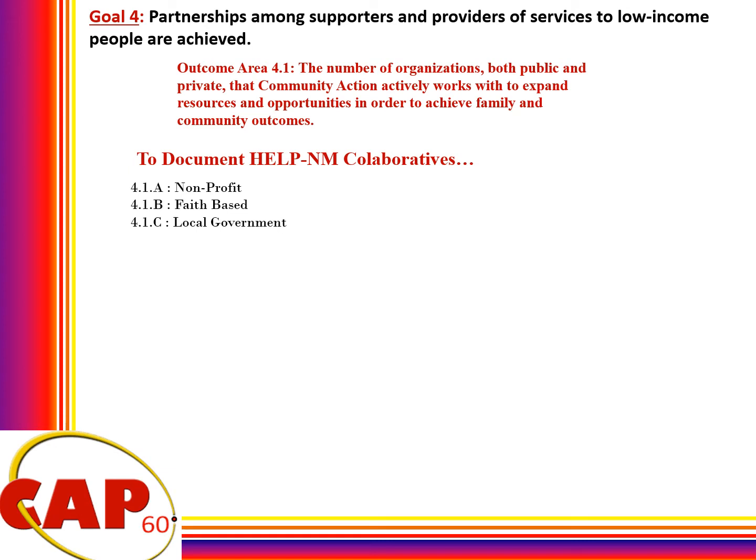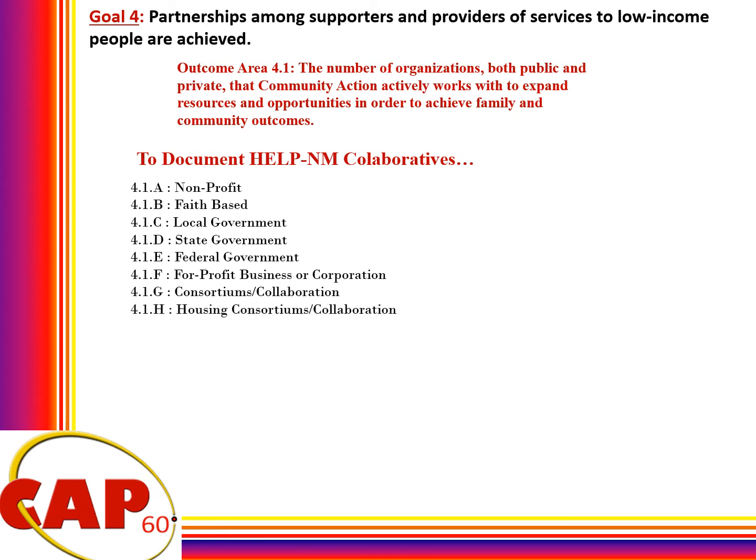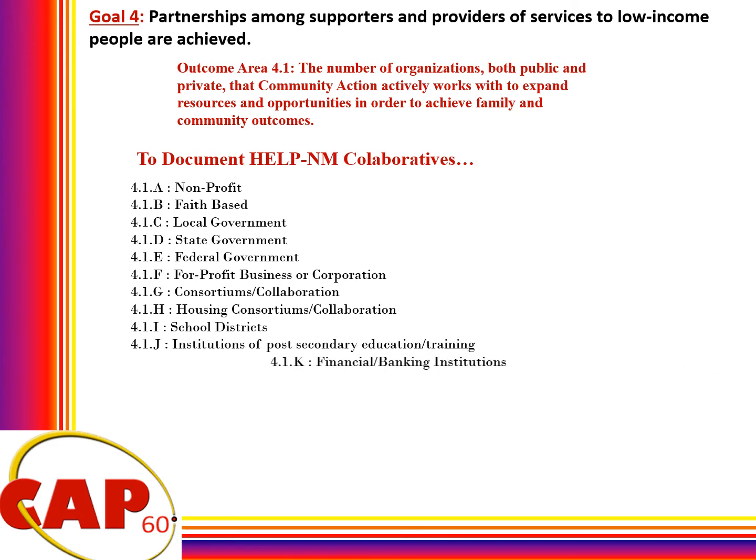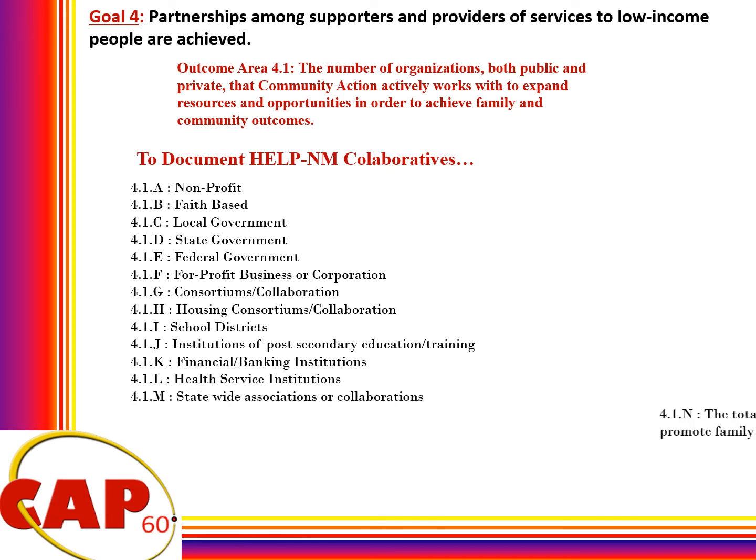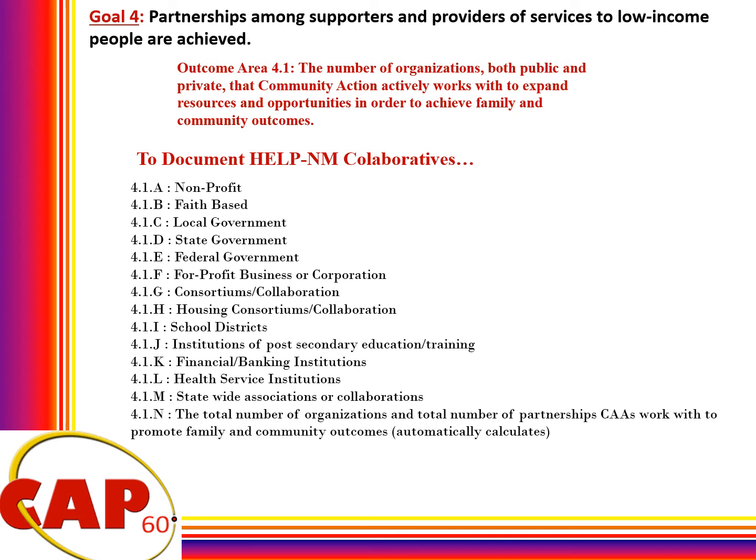To document Help New Mexico collaboratives, use the following NPIs: 4.1A, Nonprofit; 4.1B, Faith-Based; 4.1C, Local Government; 4.1D, State Government; 4.1E, Federal Government; 4.1F, For-Profit Business or Corporation; 4.1G, Consortiums or Collaborations; 4.1H, Housing Consortiums or Collaborations; 4.1I, School Districts; 4.1J, Institutions of Post-Secondary Education or Training; 4.1K, Financial Banking Institutions; 4.1L, Health Service Institutions; 4.1M, Statewide Associations or Collaborations; and finally 4.1N, the total number of organizations and total number of partnerships CAAs work with to promote family and community outcomes.